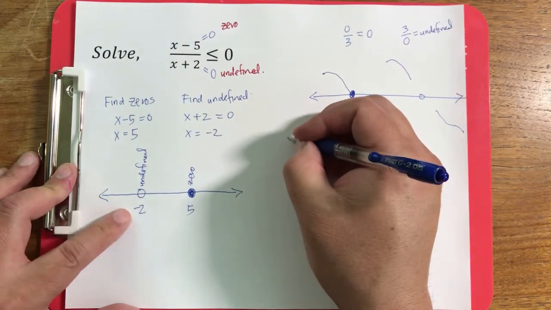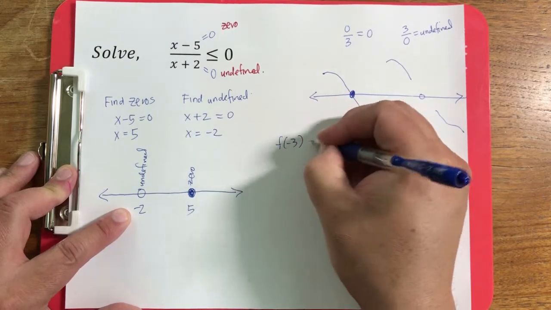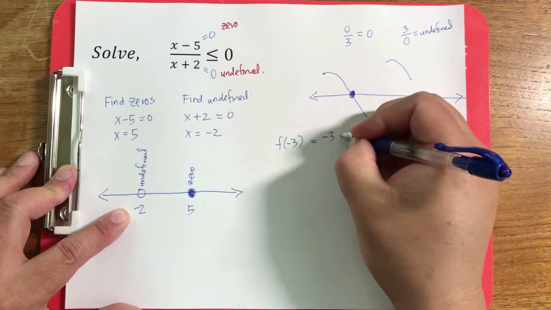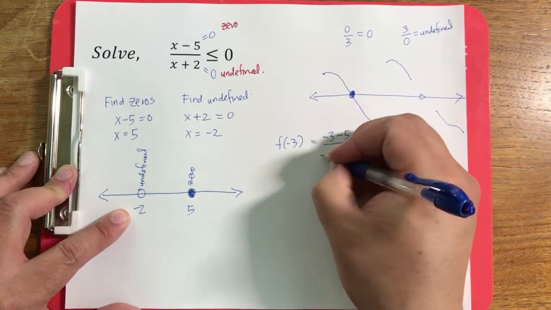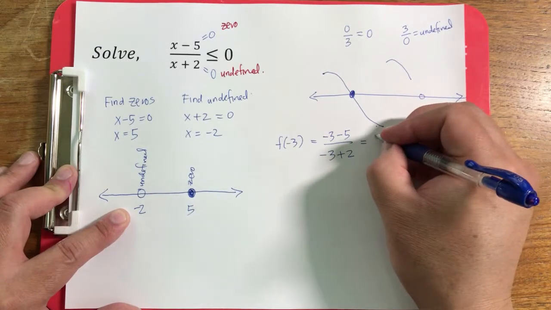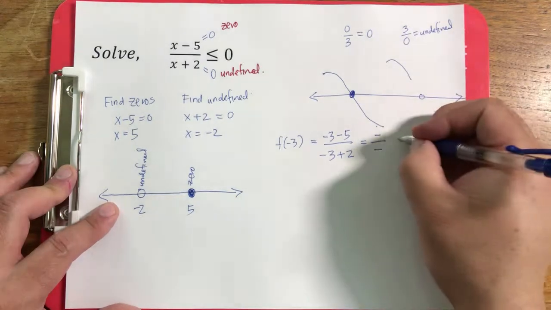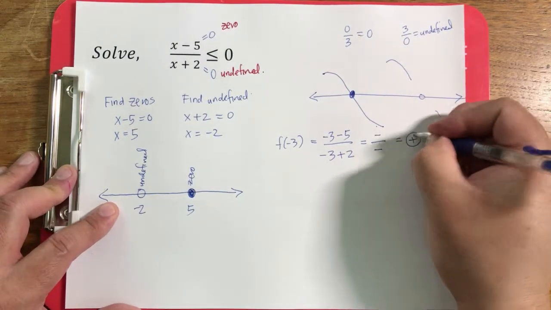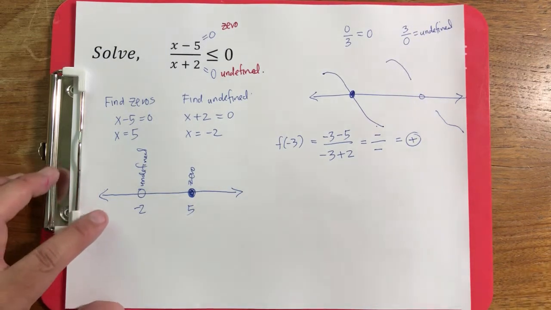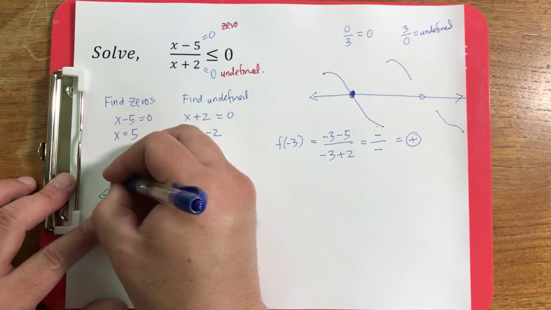Let's look at a point smaller than -2. Okay, so if I plug in -3 into here, I get a negative number over a negative number, and then that gives me a positive number. Okay. Now, that means that my graph over here was in the positive y territory.